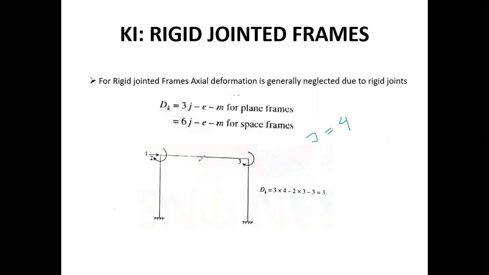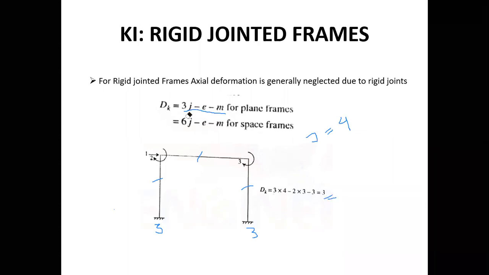This is a case of a plane frame, so the equation becomes 3j minus r minus m. The number of joints is 4, so that is 3 multiplied by 4 minus r. What is r? r is the number of reactions. There are 3 reactions over here and 3 reactions over here, so it is 2 multiplied by 3, minus 3. 3 is the number of members. How many members are there? 1, 2, and 3. 3 members are here. So the degree of kinematic indeterminacy becomes 3.